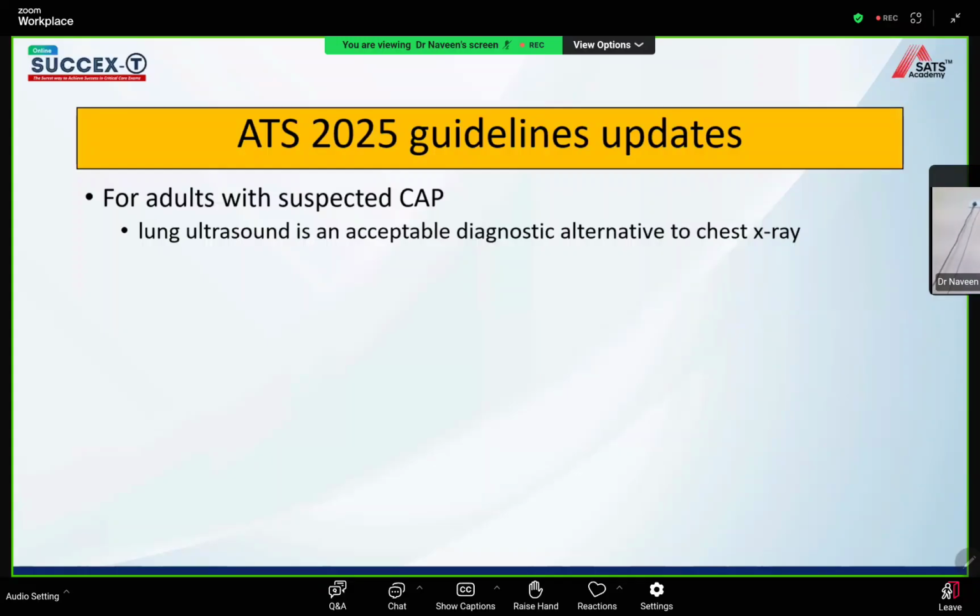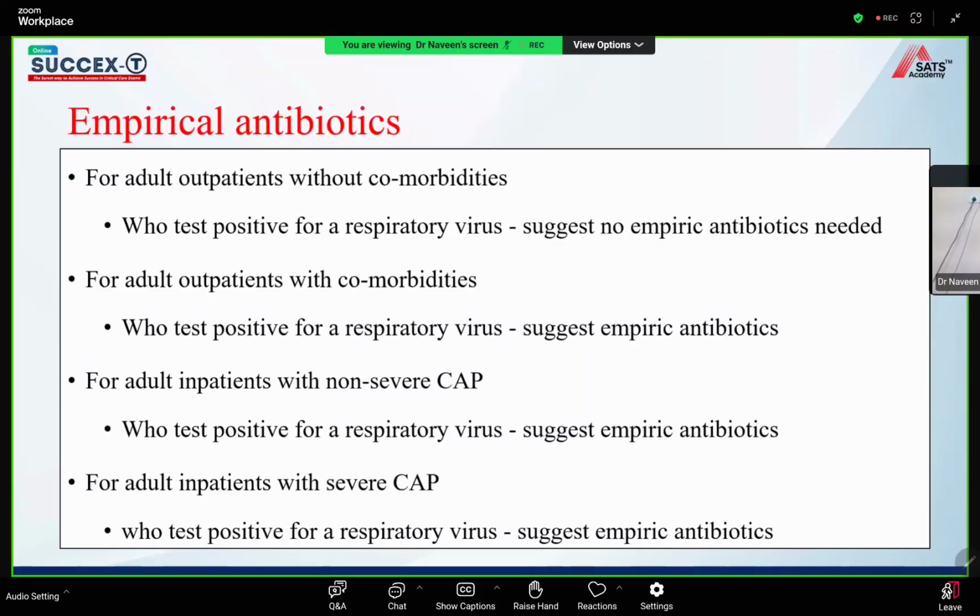I just want to go through the 2025 guidelines update, where we insist on lung ultrasound not as an adjunct, but as an alternative to chest X-ray.